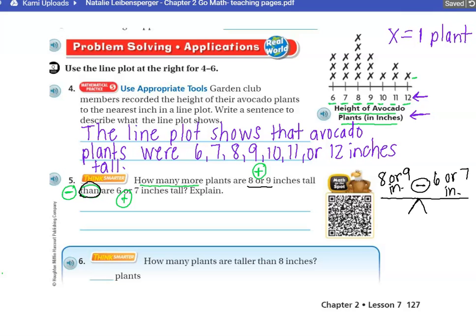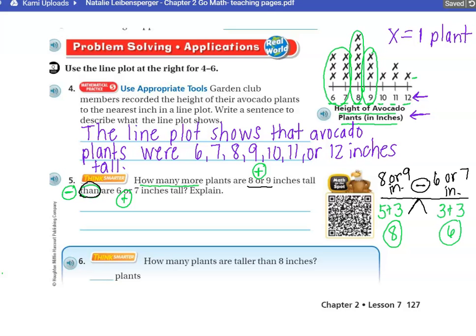Now we have to go up and count all the plants that are 8 or 9 inches. So if I look up here with my green, the 8-inch ones and 9-inch ones I'm going to be combining. So I see 1, 2, 3, 4, 5 plus 3. So I'm going to write that here, and I know 5 plus 3 is 8. So there are 8 plants that are 8 or 9 inches tall. And now I also have to come up and count 6 and 7 inches tall for the other side. 3 plus 3, and that equals 6.